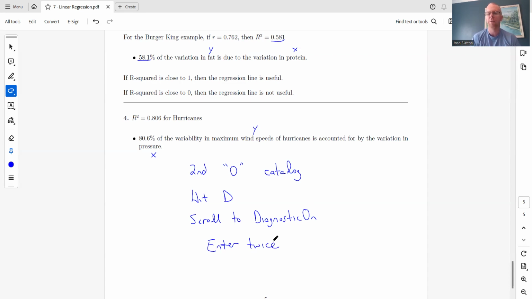So now when you calculate a regression equation, which will be in a separate video, it will also give you R and R². There is a formula for calculating R and R², but it's fairly tedious, and the calculator will do it for us. So let's just have it work that way.